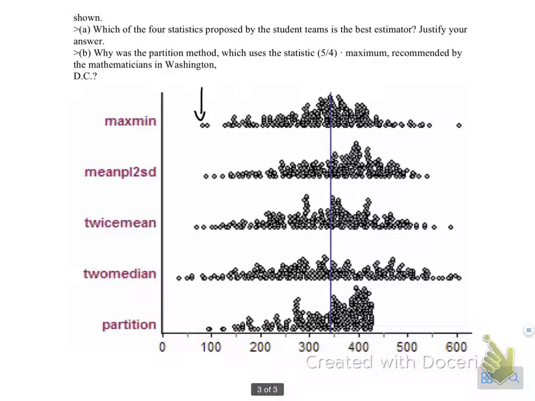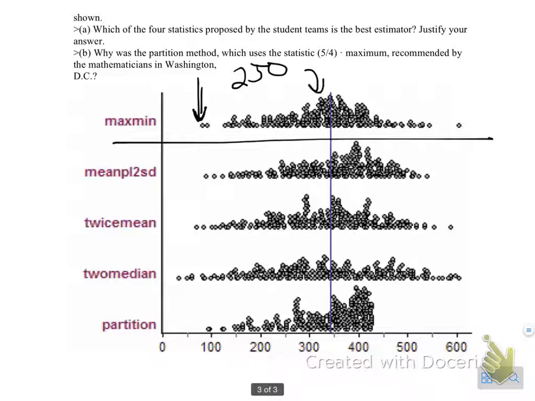They had 4 serial numbers, and on this dot plot here, they took the max plus the min, and they got that particular value. And then they did that again, and again, and again, and they did that 250 times. So there should be 250 dots. Each dot is the max plus the min of one single sample.